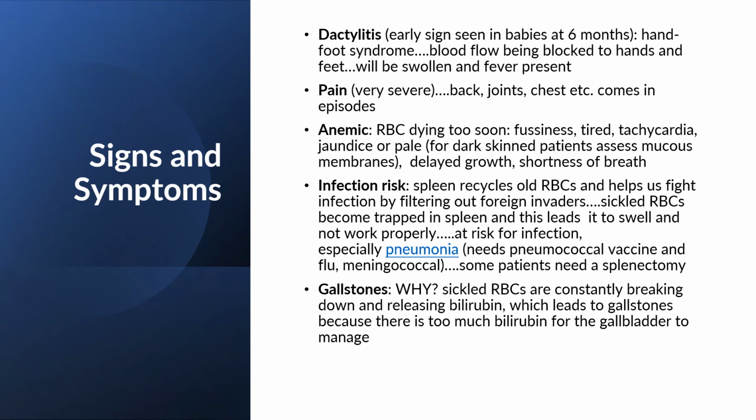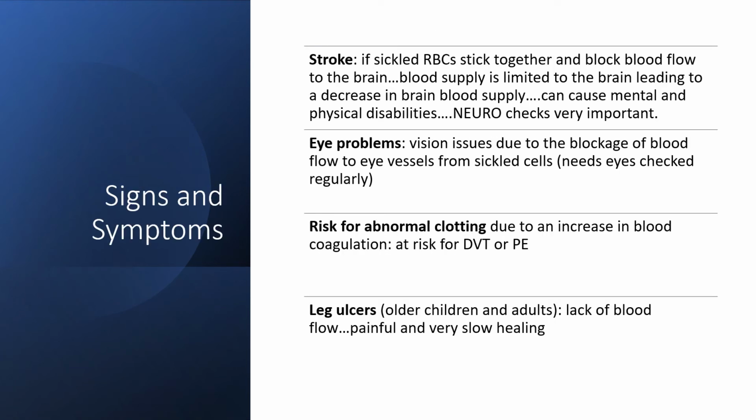Gallstones, why? Because sickle red blood cells are constantly breaking down and releasing bilirubin. That's the end result of your red blood cells, which leads to gallstones because there's too much bilirubin for the gallbladder, and like we say, the spleen to manage. Other signs and symptoms are strokes, eye problems, risk for abnormal clotting and leg ulcers. And you can imagine why.